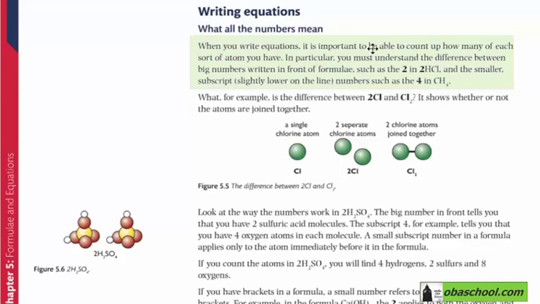So it's very important to know how to count the number of atoms in a chemical reaction. In particular, you must understand the difference between big numbers written in front of the formula, such as the 2 in 2HCl. Thus, it's very important to differentiate between the numbers found in this equation, where the 2 in 2HCl and the subscript 4 in CH4 have different meanings.